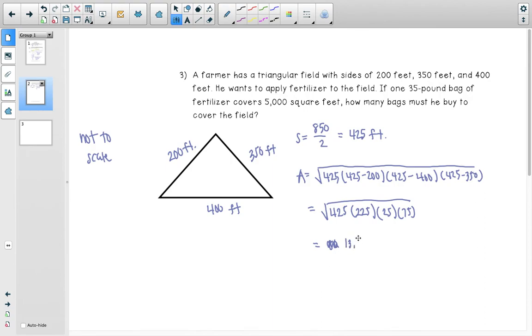Is 13.1783. Okay, if that's the case, then we have this 13,139.1783. And if you divide it by the 5,000 square feet, that gets you approximately 2.678 bags. Okay, so if we're only buying 35-pound bags, we don't need 2 of this. We need 3 bags because you need to be able to cover all of it. So that is the answer.